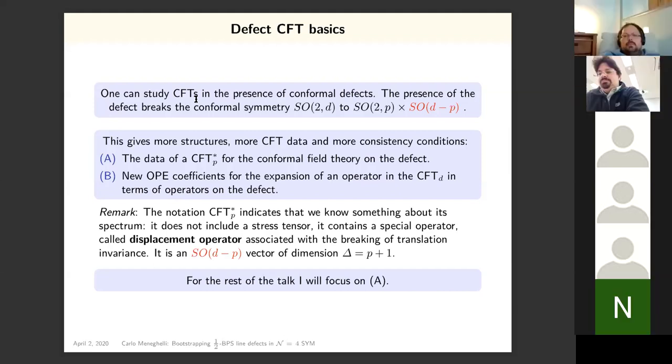There is still the stress tensor in the bulk. Of course, it's not vanished. I mean, it's still there as an operator.